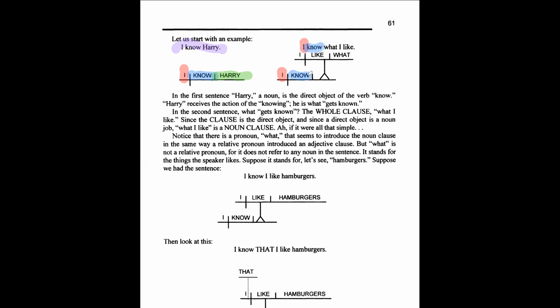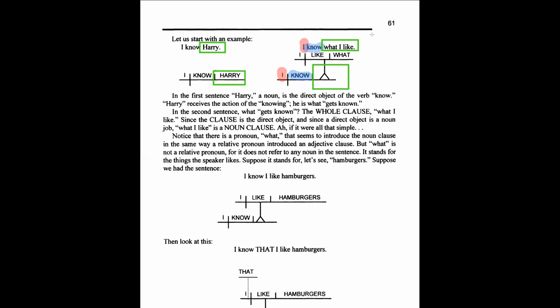So if you think about this, imagine a little box, and I'll draw it here for you. A box that represents a direct object. I know Harry. Look at that first one again. Harry is a direct object. It's what you know. And then we diagram it appropriately. I know what I like. What is it that you know? It is what I like. So that whole thing is a direct object. And so it's going to go in the direct object place. It would go here. Okay.